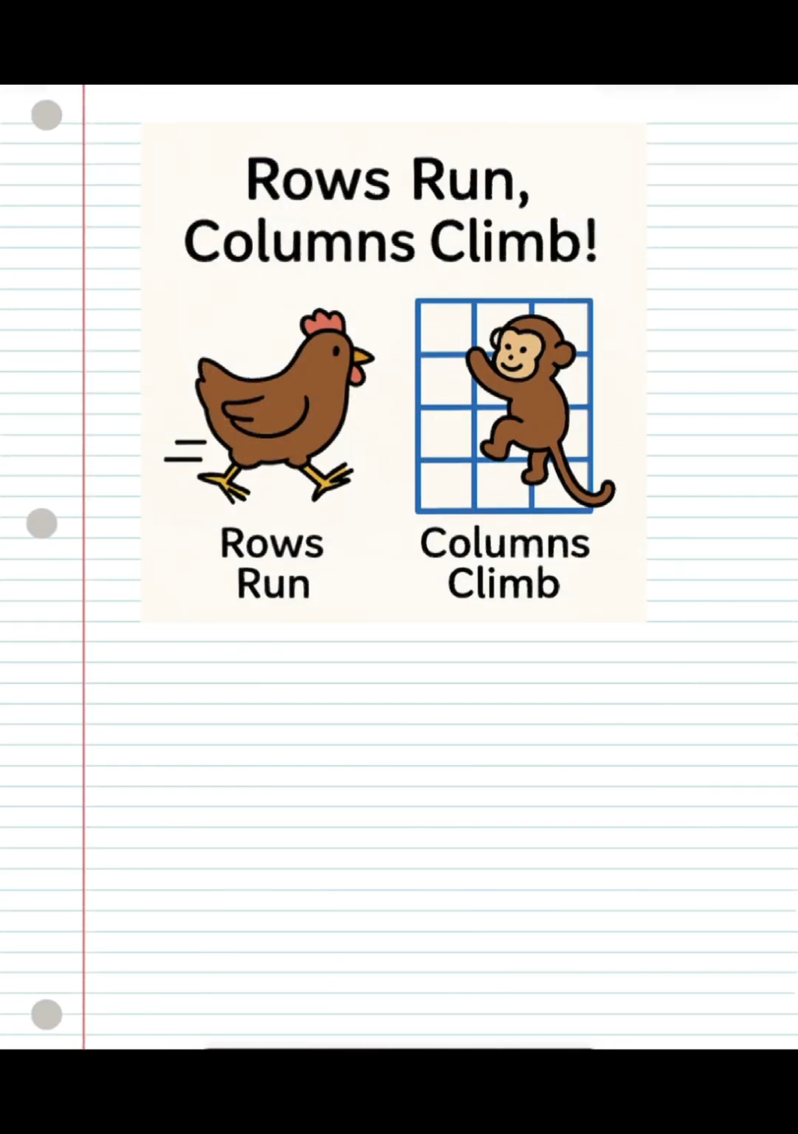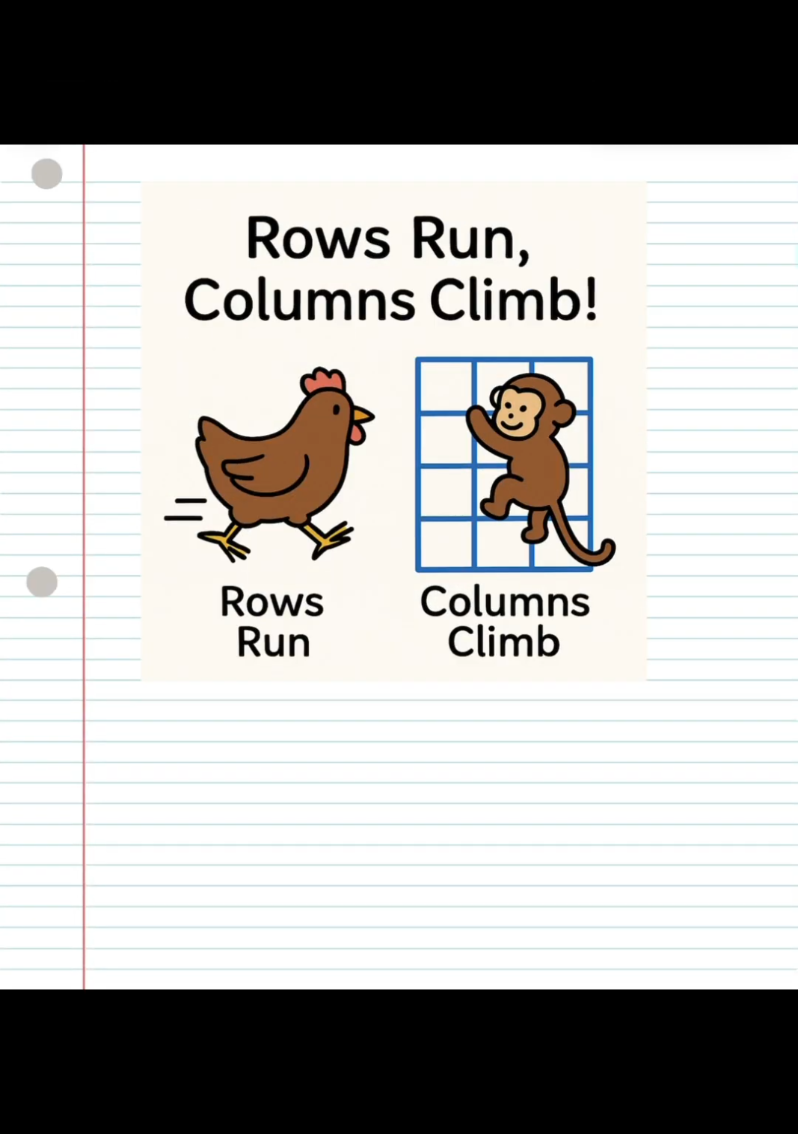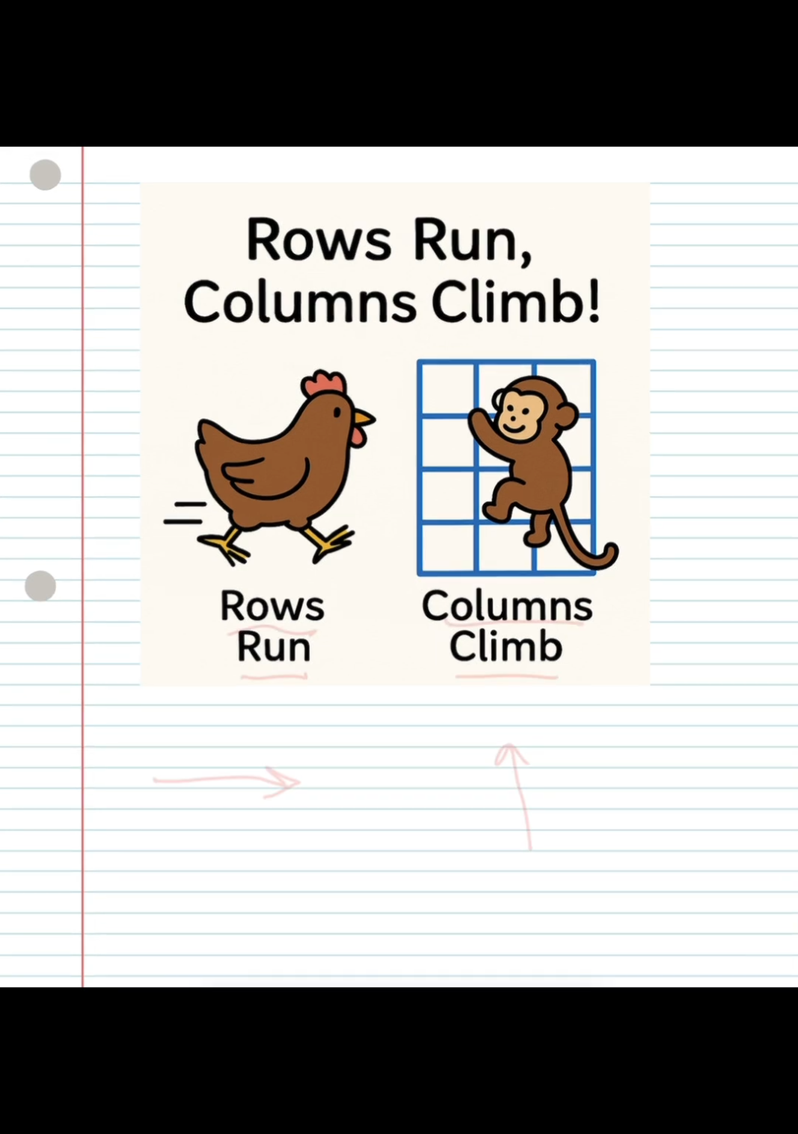This is just a handy graphic to keep in mind when you forget which direction rows and columns go. So this just shows that rows run and columns climb. So if you forget, oh, is this a row or a column? Remember that rows go across and columns climb.